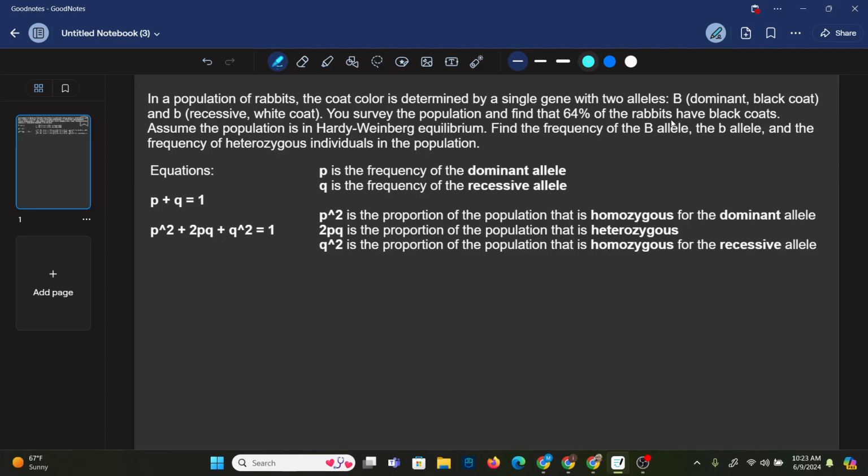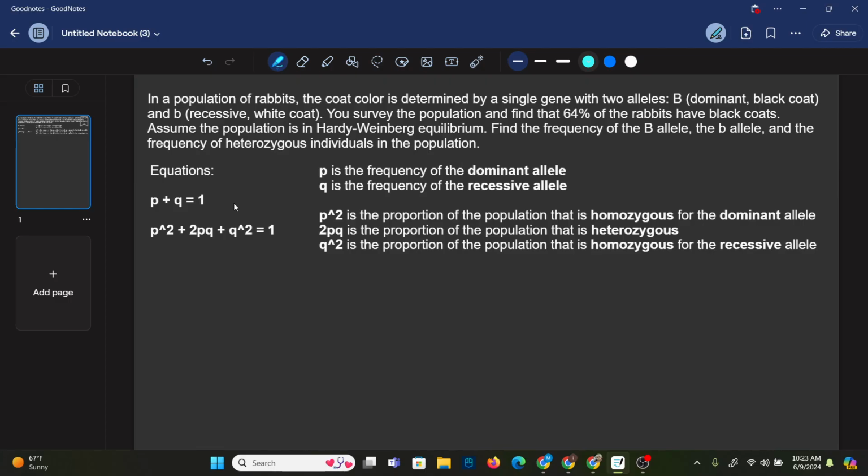And we assume that the population is in Hardy-Weinberg equilibrium. And so we need to find the frequency of the big B allele, the little b allele, and the frequency of the heterozygous individuals in the population.